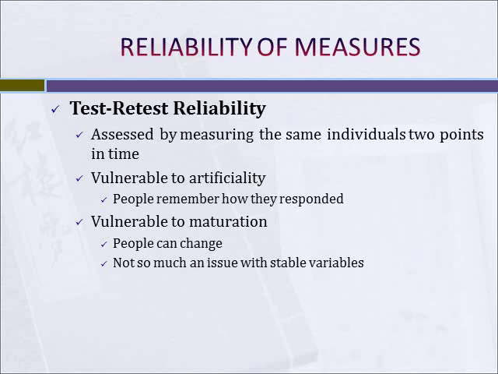Additionally, test-retest reliability is vulnerable to maturation because, well, over time people can change. Maybe from time 1 to time 2, the students were exposed to more math-related concepts and they started to understand the material better simply due to time, so they did better. So the test doesn't seem as reliable because from time 1 to time 2, student scores tended to increase. That's not so much an issue with stable variables, individual difference variables, personality variables. Those are all thought to be relatively stable, and so test-retest reliability is more appropriate when you're looking at variables like that.